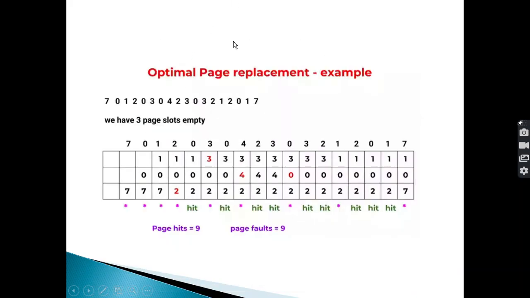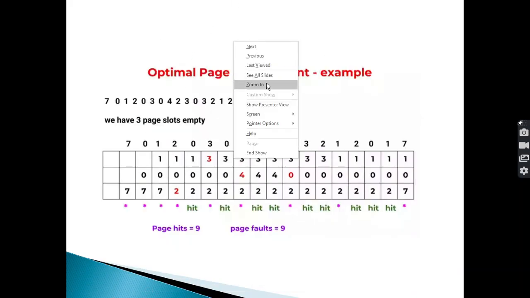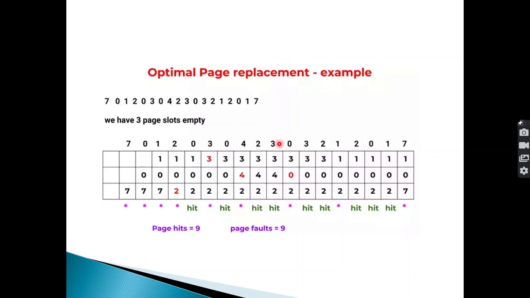You will get clarity. Here there is an example given. I use the pointer here for understanding. Let's assume the reference string is 7 followed by 0, 1, 2, 0, 3, 0, and ending with 7. Let's cover the optimal page replacement.